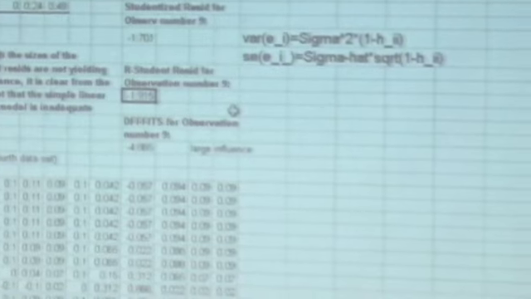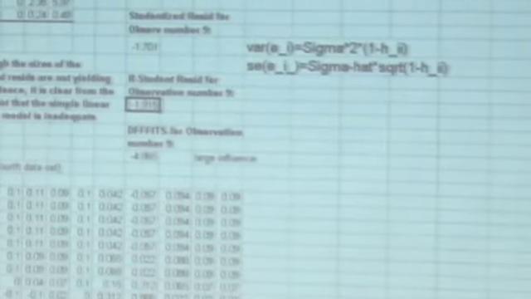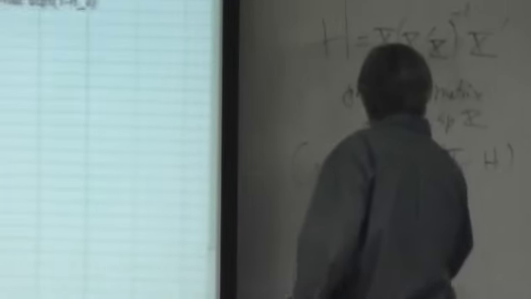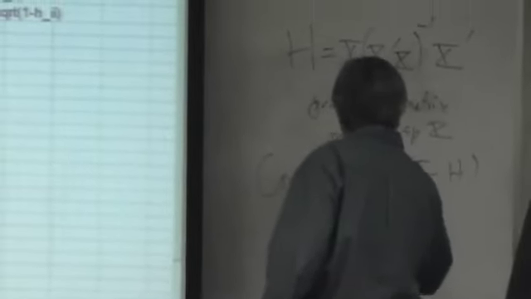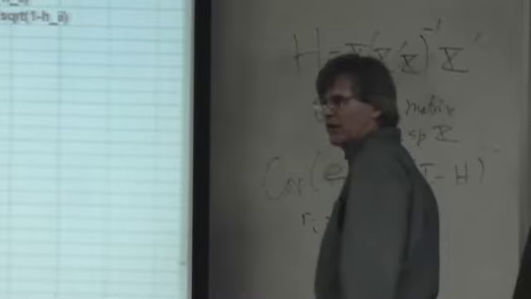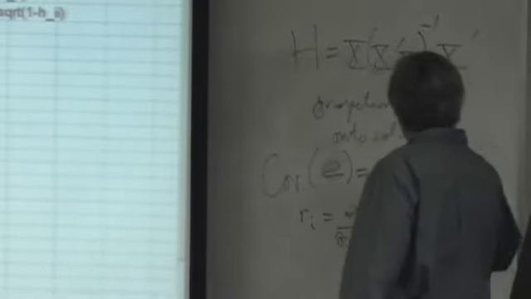Then I took the R student. What's the difference? Studentized residual is defined by, this is called RI, by the way. So RI is therefore EI divided by sigma hat and the square root of 1 minus HII. That's the definition of the studentized residual.